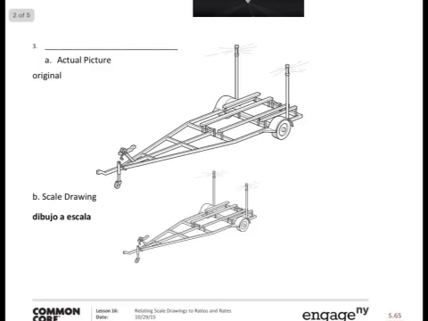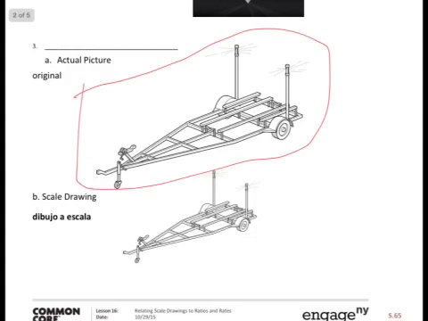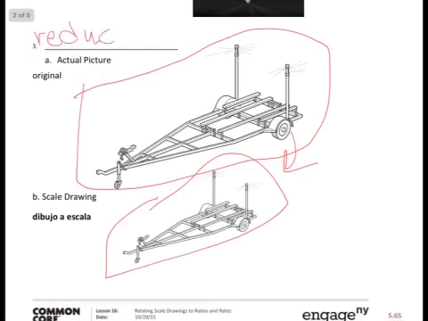And you should be able to do this one on your own too. If we start off with this original picture, and then we wind up having this picture here as the scale drawing, what happened to go from here to here? From the original to the actual, from A to B. What happened? Well, it got smaller. That's a reduction. We reduced the size.